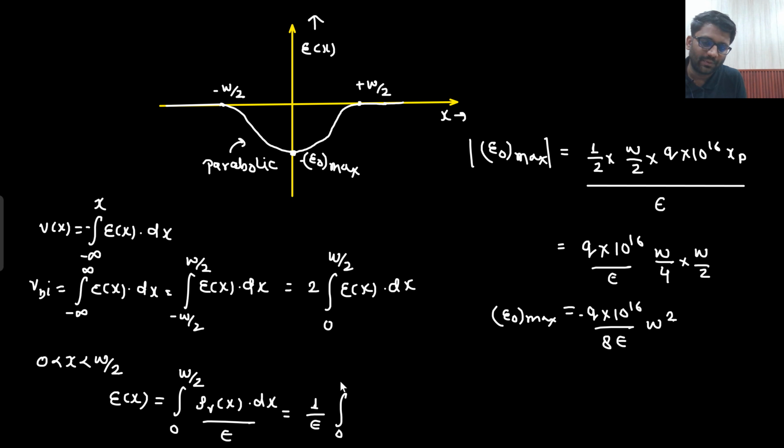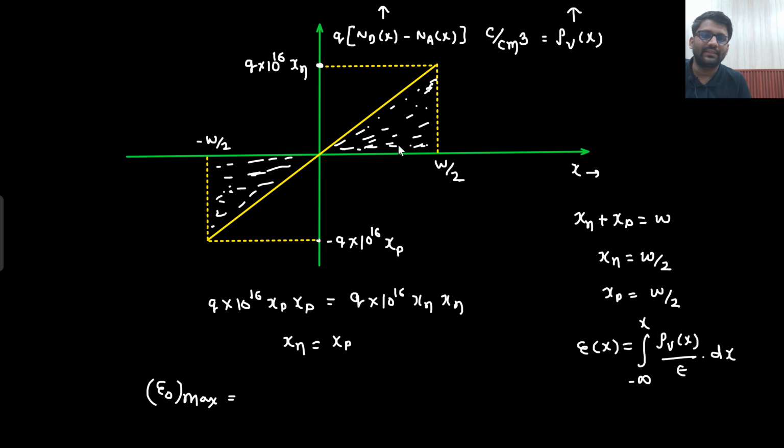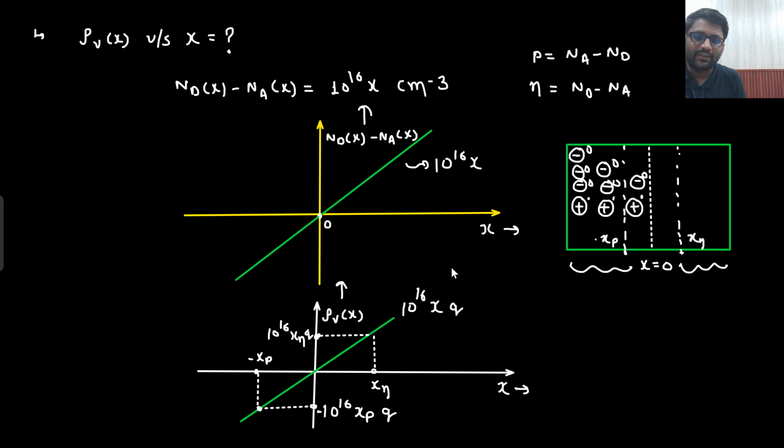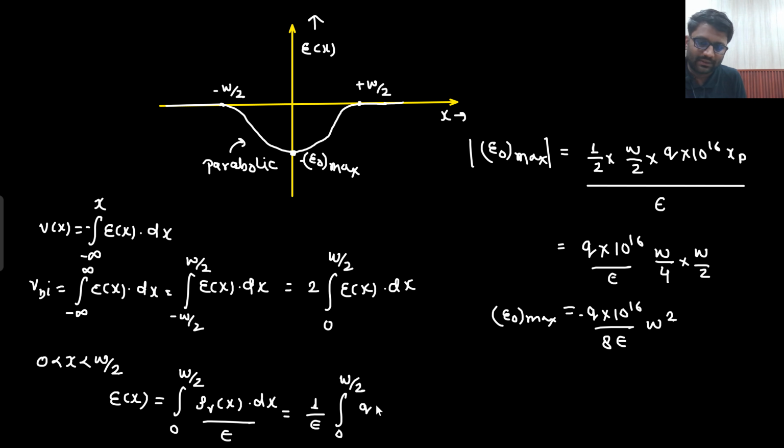Now from 0 to w by 2, what is your rho Vx? If I come here, my rho Vx is nothing but, what was the equation of this line? That came out to be 10 to the power 16x per centimeter cube. But I need to multiply with q as well. So 10 to the power 16x multiplied with q, so coulomb per centimeter cube. This was my equation. So this is my rho Vx, which is q into 10 to the power 16x, divided by epsilon dot dx.